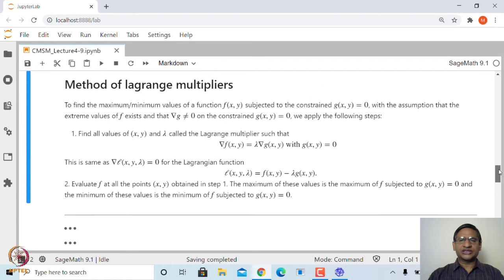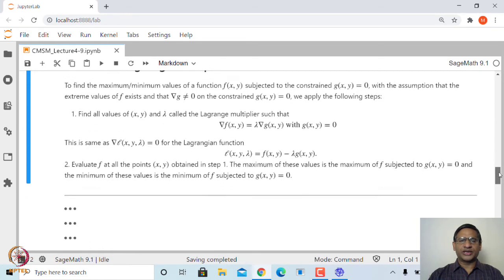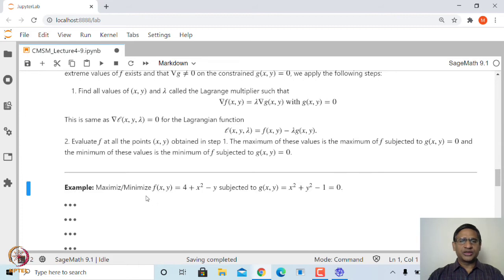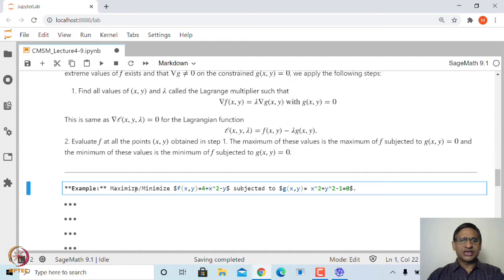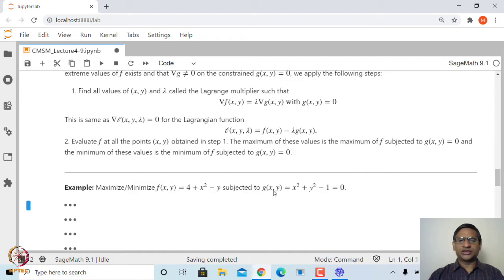Right. So, let us work out the same example which we were looking at geometrically. So, this is the problem: maximize or minimize f(x, y) equal to this, subjected to g(x, y) equal to x squared plus y squared minus 1 equal to 0. When I say maximize or minimize, it is the same as saying find a point (x, y) at which f(x, y) is maximum or minimum, right. Or, if you want, you can reformulate this as find the maximum or the minimum value of f(x, y) subjected to g(x, y) equal to 0.